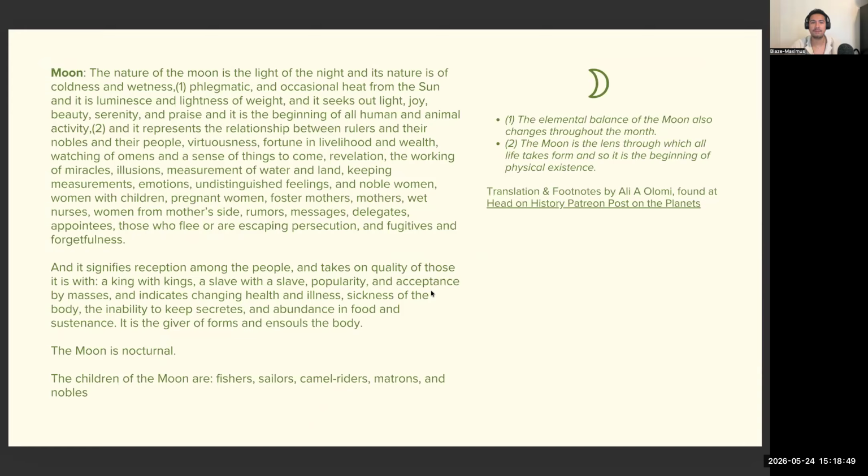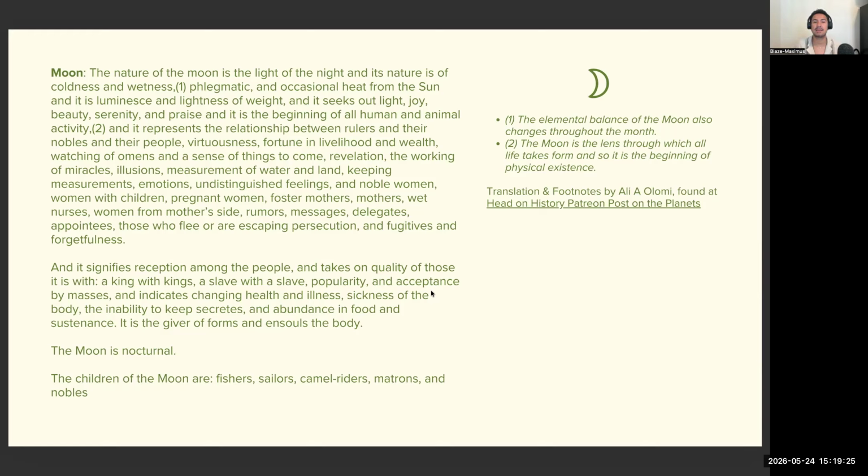Let's look at Al-Qamar. The nature of the moon is the light of the night, and it is the nature of coldness and wetness. And we've talked about how its elemental balance will change throughout the month. So it'll start off hot and wet, hot and dry, cold and dry, cold and wet. It is phlegmatic, and it is occasional heat from the sun because it is luminescence and lightness of weight. And it seeks out light, joy, beauty, serenity, and praise, and is the beginning of all human and animal activity.